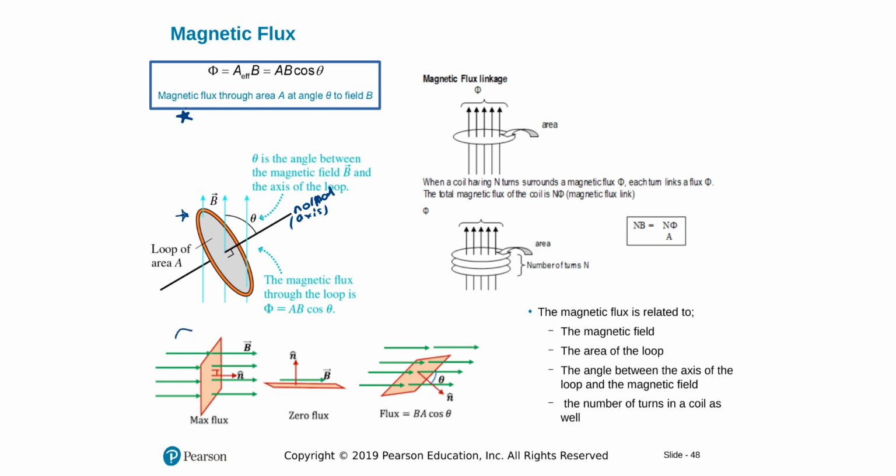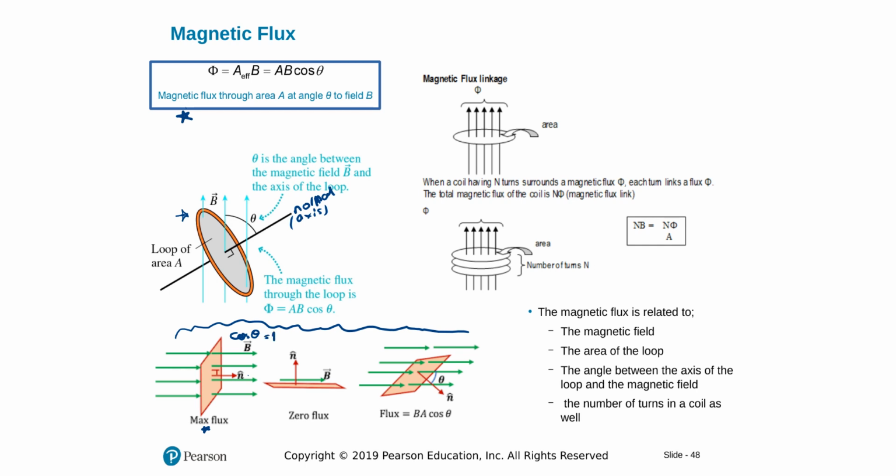These three sequences of figures are shown here where I can have a maximum flux when my normal or axis is parallel to the magnetic field. Then cosine theta is 1, which is the maximum value of cosine I can have. Then we have the maximum.